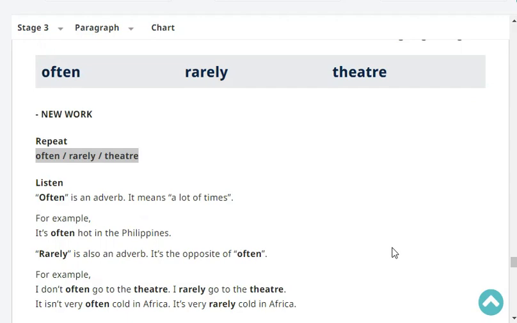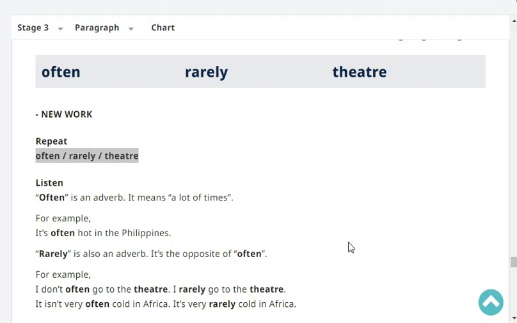It means a lot of times, almost all the time. For example, it's often hot in the Philippines, so always hot, a lot of times hot in the Philippines. Rarely is also an adverb. It is the opposite of often.